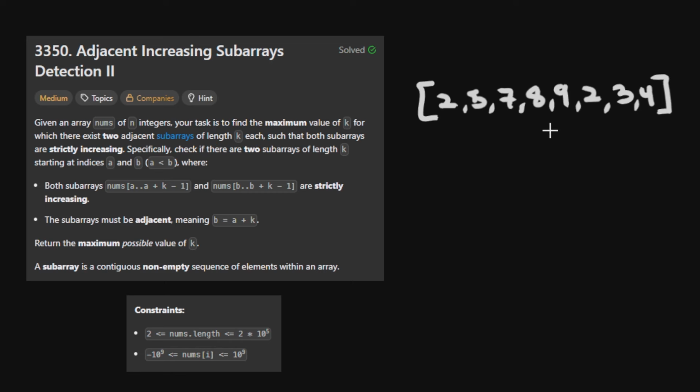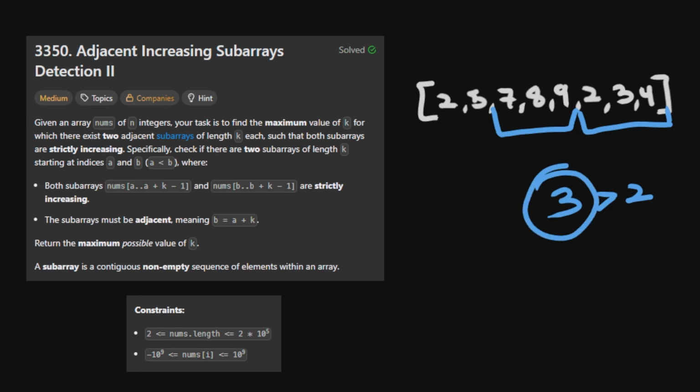So for example, we could take this subarray and this subarray, and they are both strictly increasing, they are both adjacent, and the size of each of these is 2. So the result up to this moment is 2. But we can take these subarrays instead, and these are also strictly increasing, they are adjacent, and the size for each of these is 3. And given that 3 is greater than 2, and we need to return the maximum possible value of k, in this case we return 3.